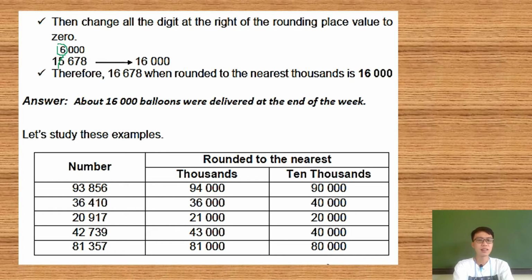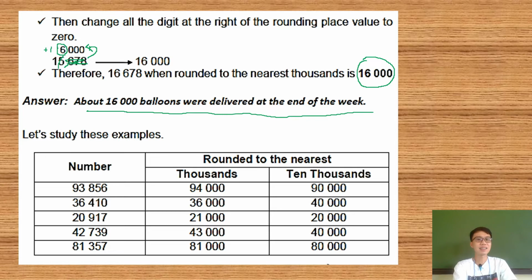Why? Because the next number is 6. So we're going to add 1. That's why we have 6 here. And then all these numbers will become 0. So, therefore, 15,678 when rounded to the nearest thousands is 16,000. Answer: about 16,000 balloons were delivered at the end of the week.